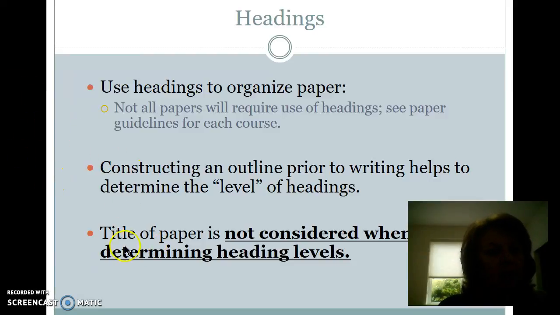Now, one thing that's really important on this slide is that the title of your paper is not considered a heading, so it should not be bolded.